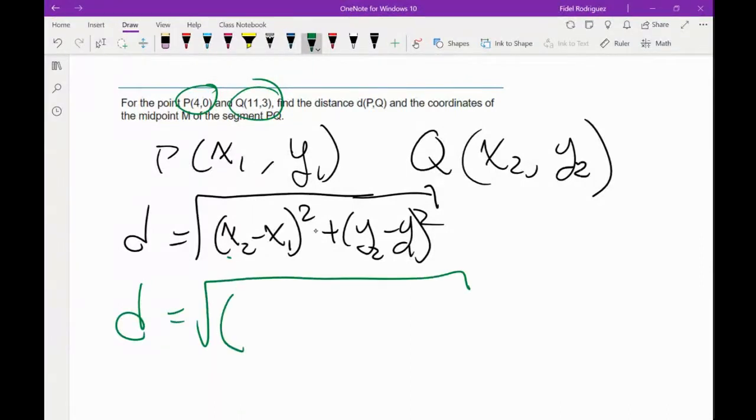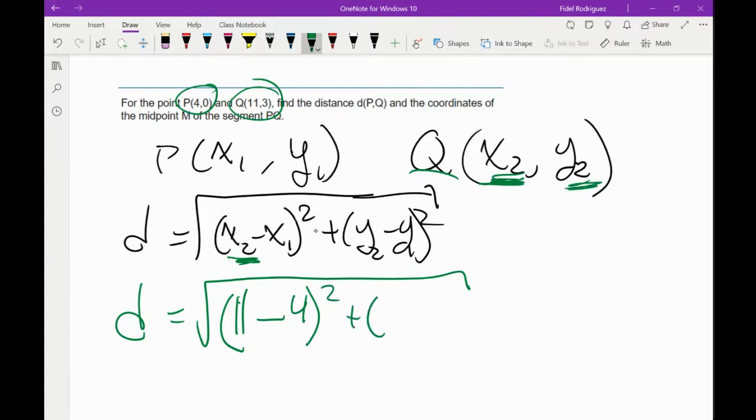The first question I'm going to ask you, look where x2 is. Here's x2. It's the x coordinate of the point Q. What is the x coordinate of my point Q here? 11. Minus x1. What is the x coordinate of my point P? Good.